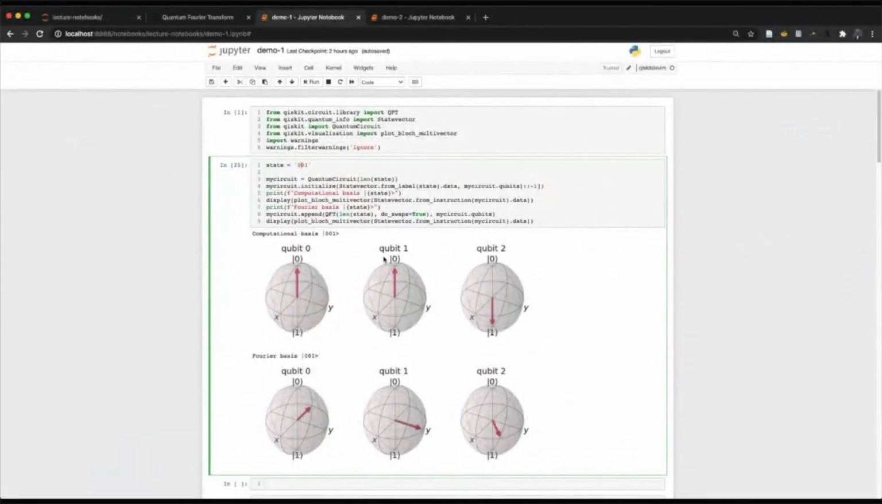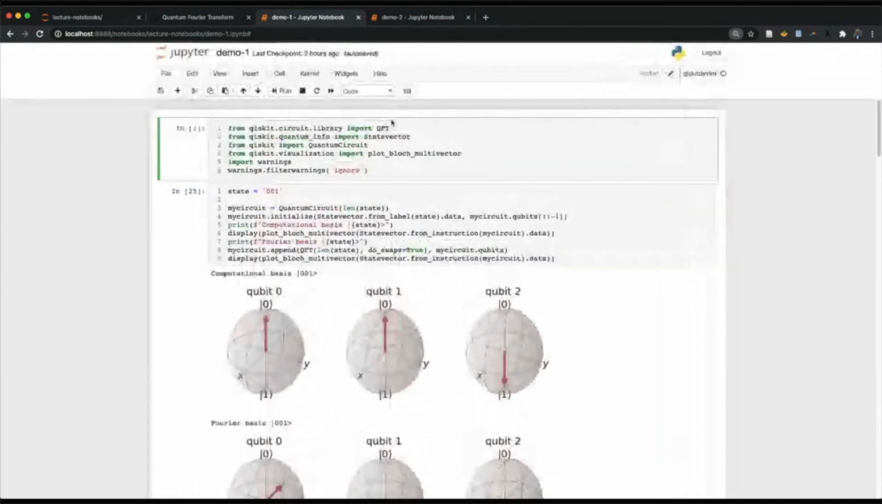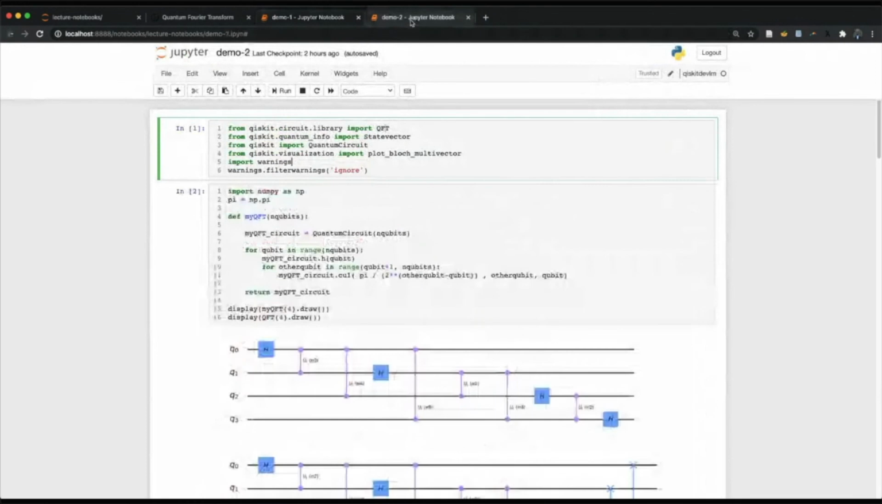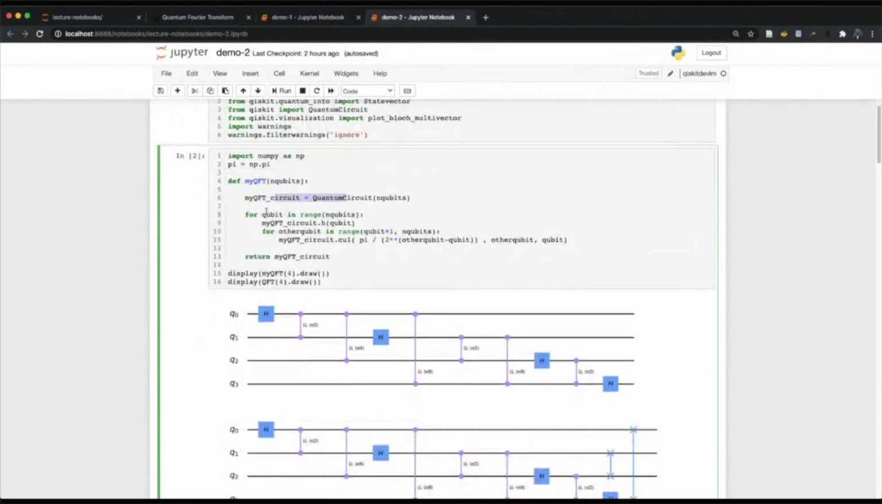So if you remember earlier, I showed you a demo. And in this demo, I used Qiskit's built-in quantum Fourier transform from its circuit library. In fact, I can do exactly the same thing in a demo, a notebook that I'll show you after lecture. What I'm doing here is building out the quantum Fourier transform myself. So I'm saying my quantum Fourier transform, and it's a very simple function. I'm creating the circuit, and then I'm saying for each of these qubits, apply a Hadamard, and then do a series of rotations where the phase is exactly as we've discussed.